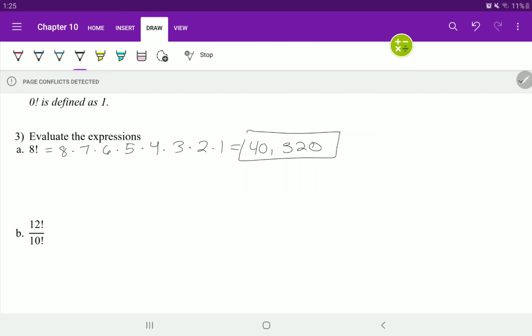If you have a graphing calculator, you can go to math on a graphing calculator. Remember to find the math button, go all the way over to PRB, and you should see an option for the factorial. But make sure you type the number in first. So type the number in first. Go to math, PRB, choose, enter. And that's how you can find your factorial if you have a graphing calculator.